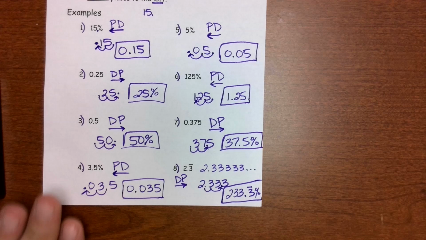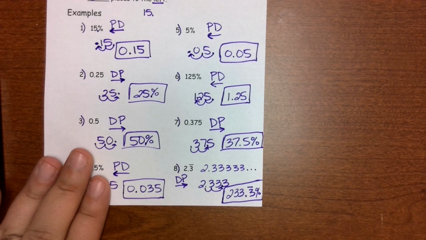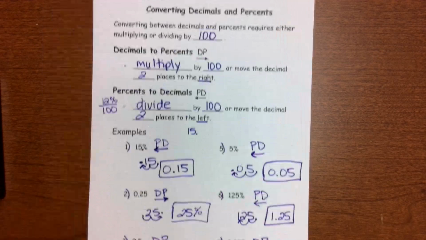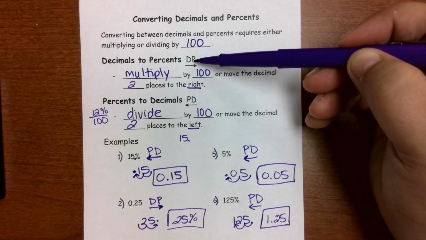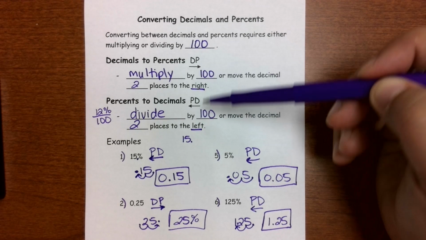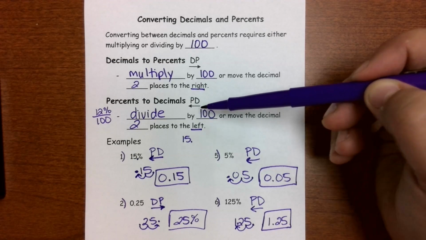All right, so that's how we convert decimals into percents and percents into decimals. Remember these 2 things right here. DP is the right choice, so you move to the right twice. PD moves to the left twice.